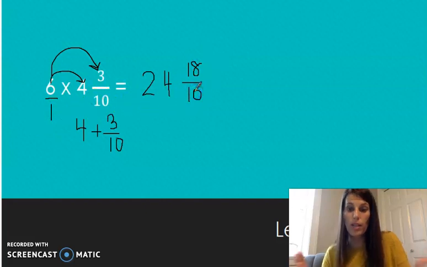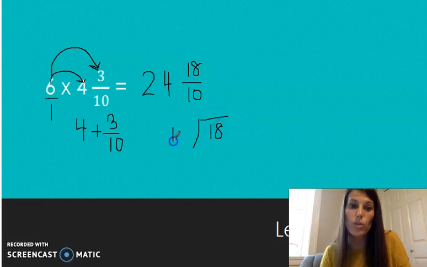Now again, we still have an improper fraction. It's a mixed number, but it still is improper. So you can either decompose this or you can do your division. And again, it's going to be 18 divided by 10. And I know for this one we have a 2-digit divisor, but we know our multiples of 10. So I can only make one group of 10. So 10 times 1 is 10. When I subtract, I'm going to get 8.